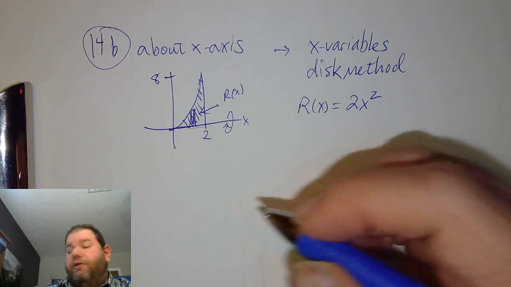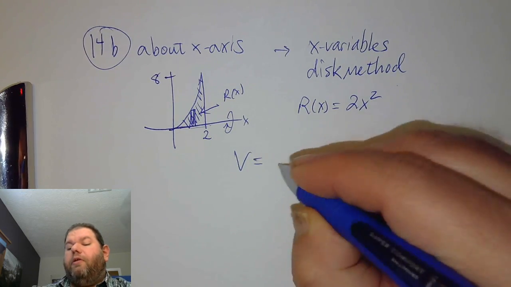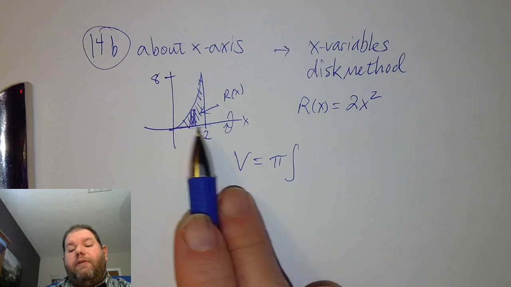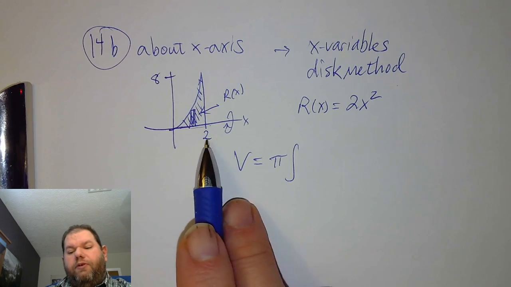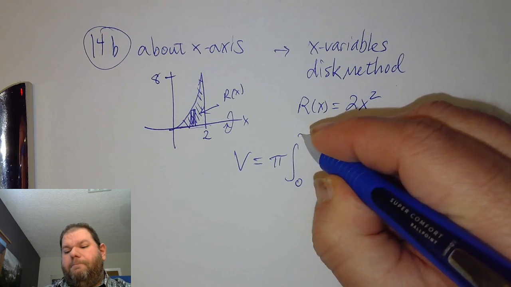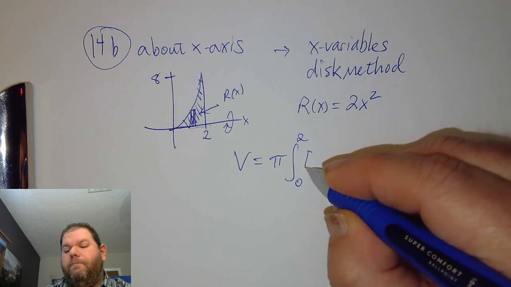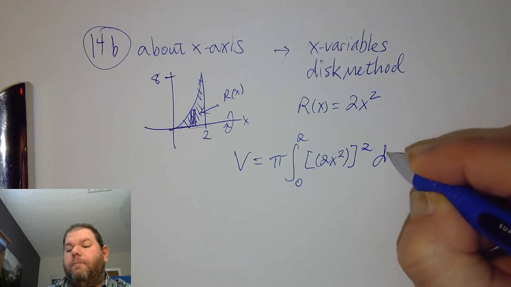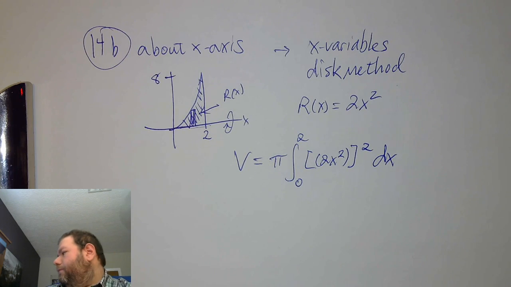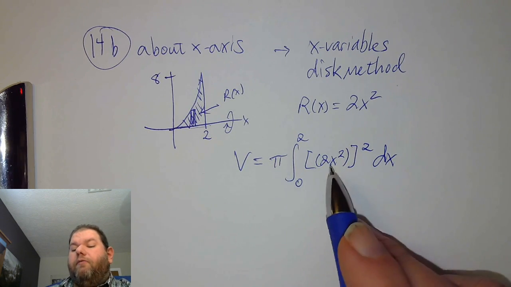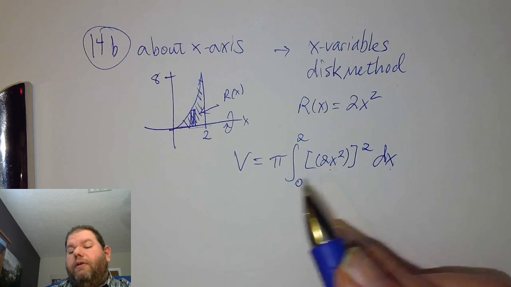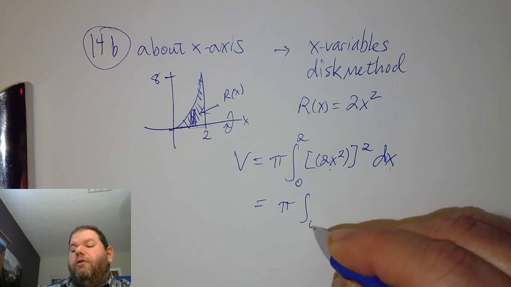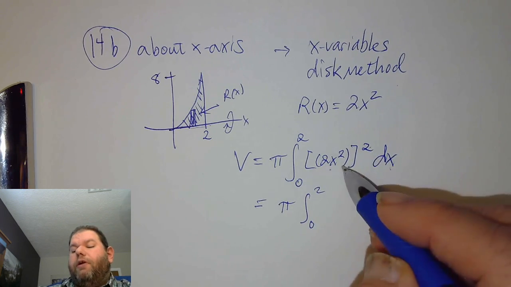Okay. So, we set up our integration. And now, because we're going around the x-axis, we're going to use the limits on the x-axis, which is 0 to 2. Okay, so we have pi times our radius function squared dx from 0 to 2. Okay, so we'll square 2x squared, which means that'll be 4 and x to the 4th.